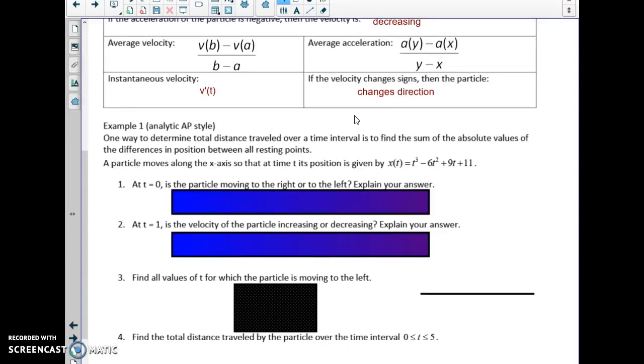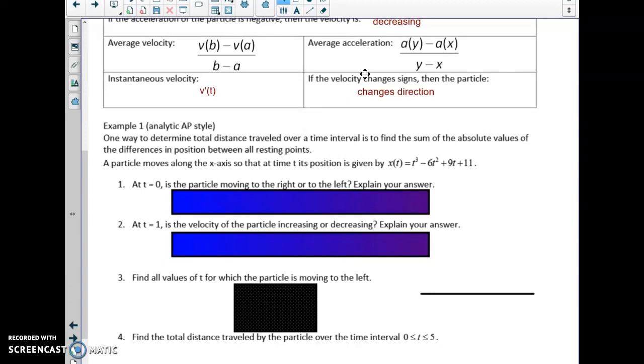So we're going to do an analytic example first, that kind of AP style. Then we're going to do a numerical, which is also an AP style question, and finally graphical. These are 3 big topics for AP. They like to be able to solve problems in these 3 formats.